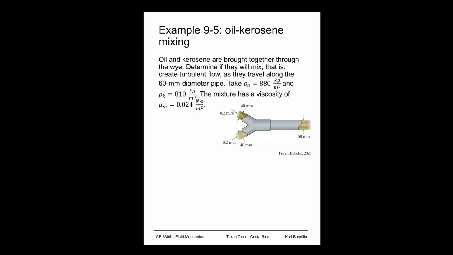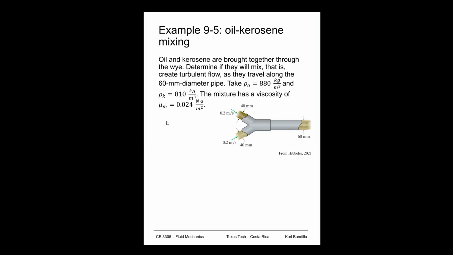This is example 9-5, where we have this connection between where two pipes come together. One of the pipes is containing gasoline or kerosene, and the other one has crude oil, and they're mixing, and they're flowing together, and then they exit through another pipe. And the question now is, do these actually mix, which means there's turbulent flow, or do they not mix because it's laminar, right? So to do that, we'll have to look at the Reynolds number.